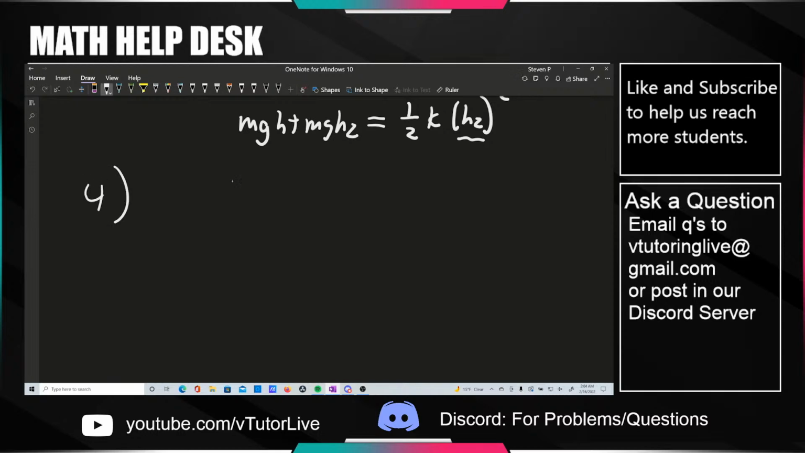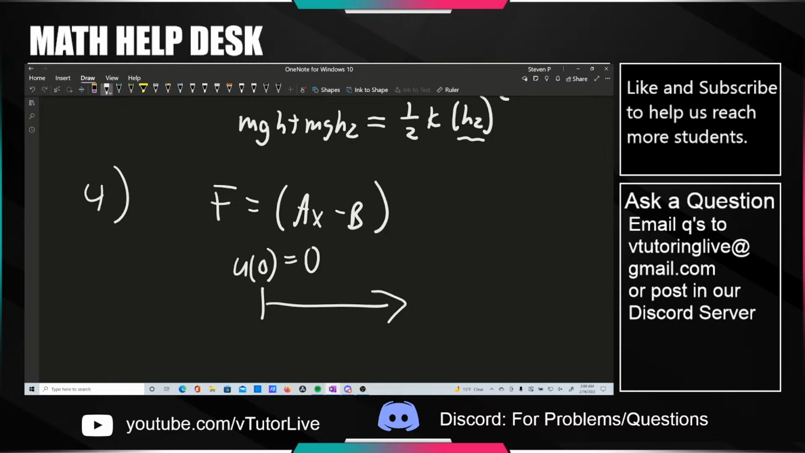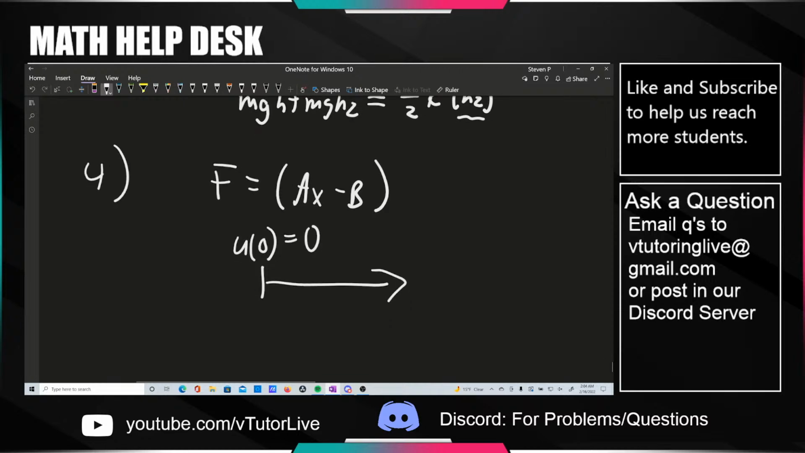So if you have a conservative force, F is equal to ax minus b, where x is in meters, a and b are positive constants, and a particle is moving along the x-axis, right? The potential u associated with this force is assigned a value of 0 at x equals 0. So u of 0 is equal to 0. You write an expression for the potential energy associated with this force, right?